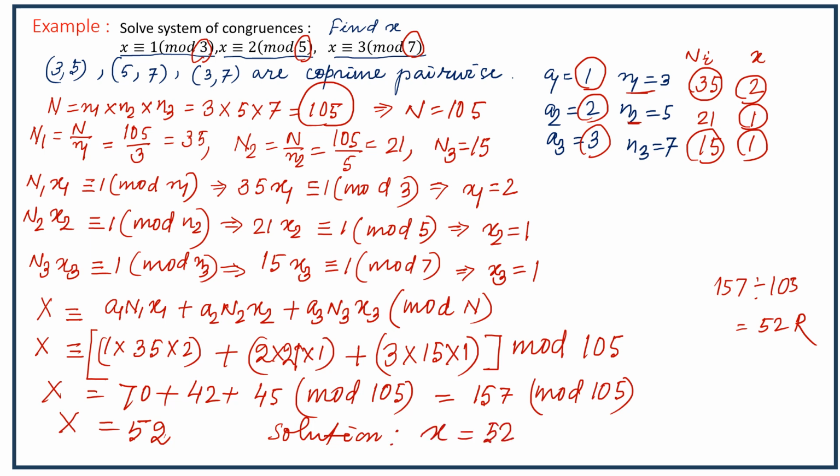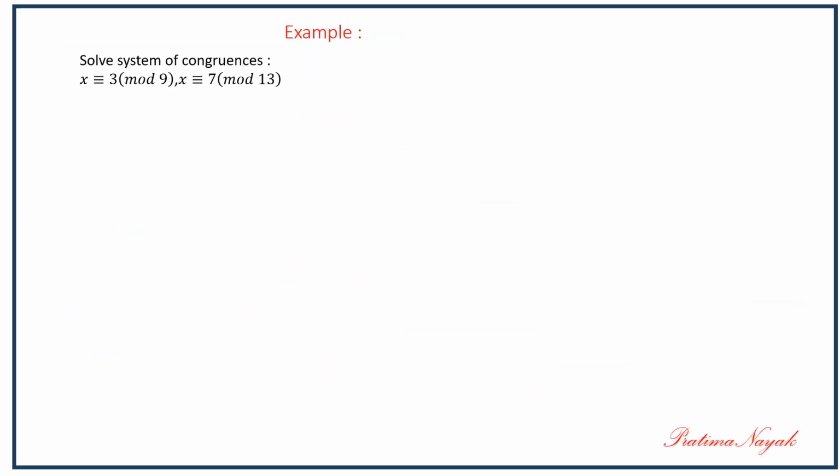I hope it's easy for you. Now you feel it is easy. Next question. I have taken only two components, not three. So x is congruent to 3 modulo 9, and x is congruent to 7 modulo 13. That means a1 equals 3, a2 is 7, and n1 is 9, n2 is 13. And you will see that 9 and 13 are co-prime.